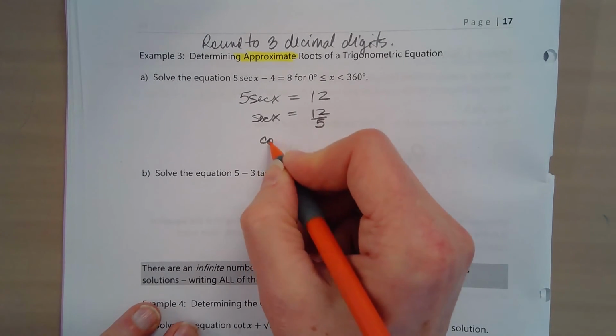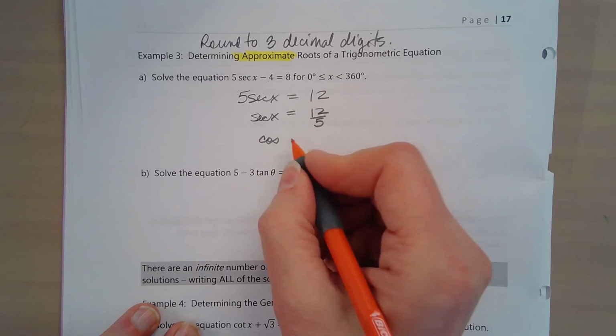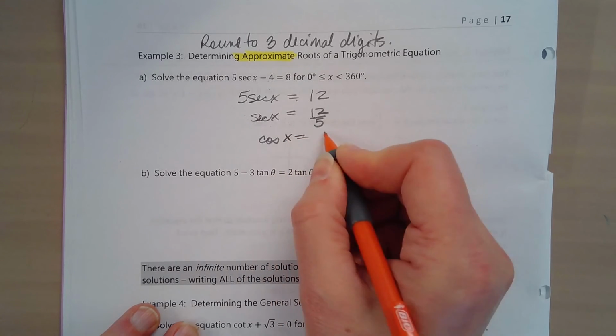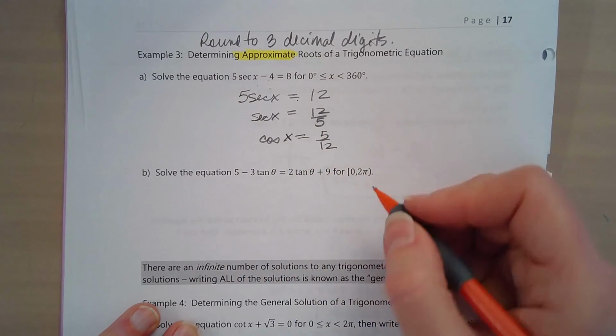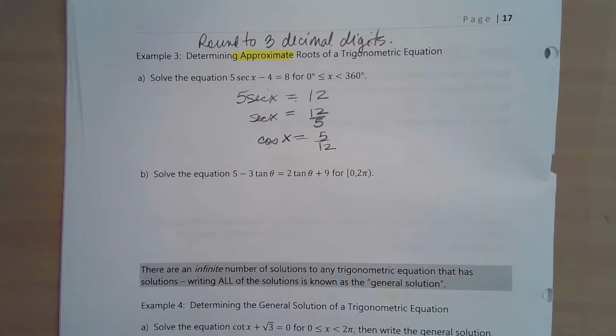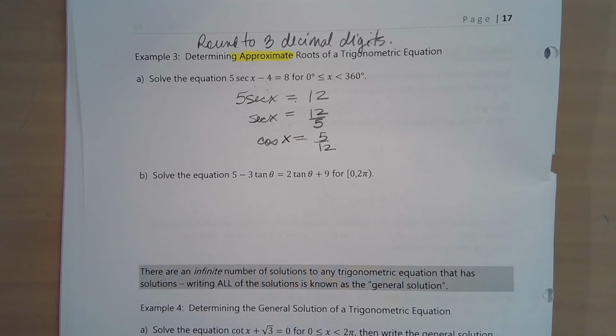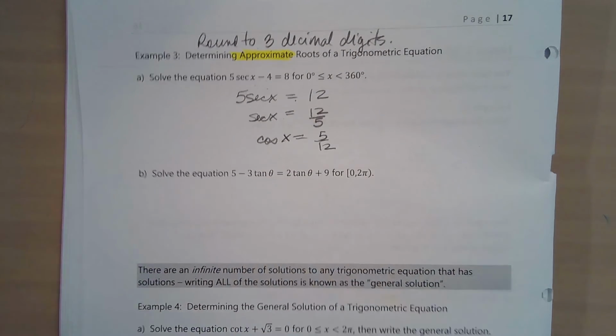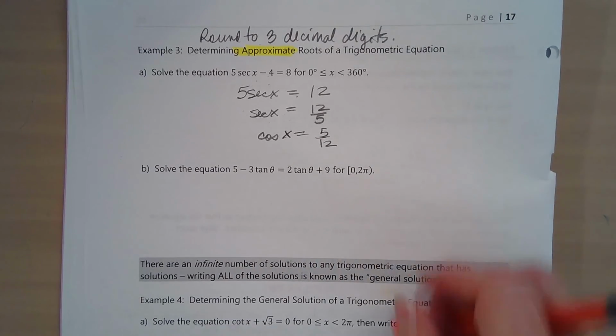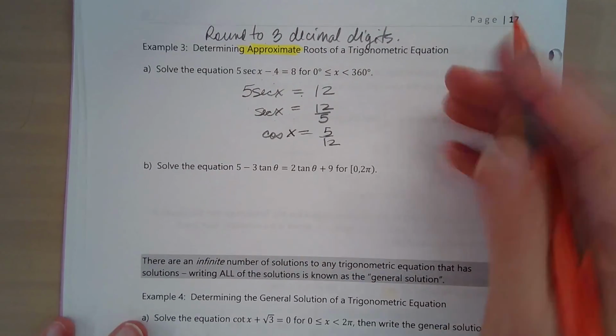Yeah, I could just flip over the ratio, the value itself flips, so that means cos x equals 5/12. Okay, now I should be in degree mode because they told me solve in degrees. Let's do 3 decimal digits again. Let's push our skill level.